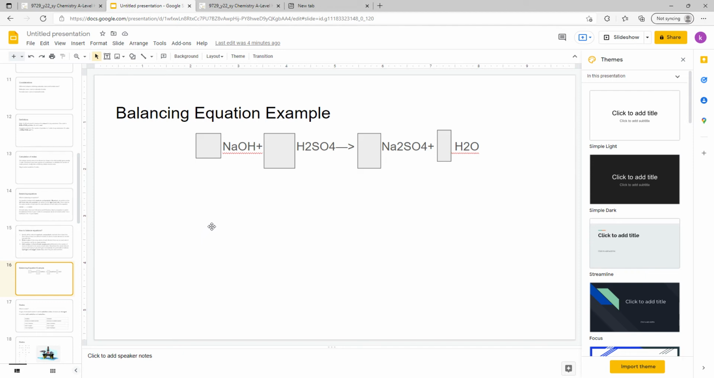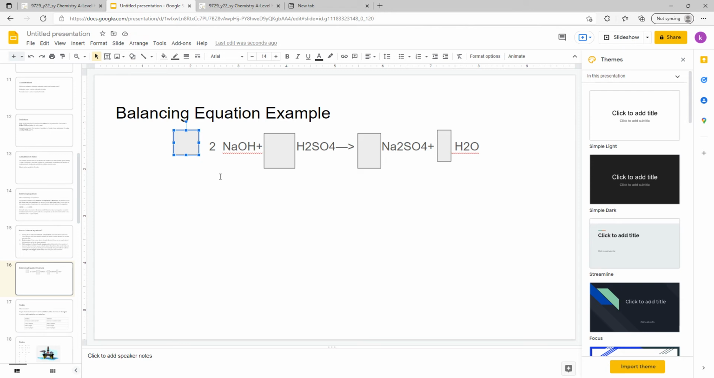Okay, welcome back. So as we can see here, we have NaOH, H2SO4, Na2SO4 and H2O. Since we mentioned that hydrogen and oxygen should be balanced last, now we first need to look at Na as well as S. We observe that there is 1 Na and 1 S on the left hand side and 2 Na and 1 S on the right hand side. Since the number of S atoms are the same, we balance Na. So if I have 1 Na here and 2 Na here, naturally I would put 2 as the coefficient of NaOH.